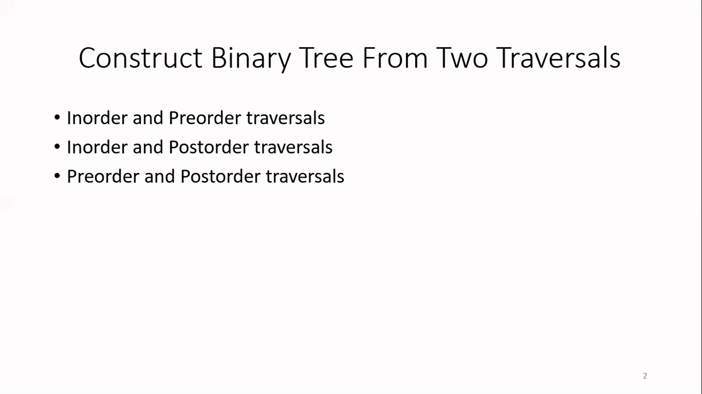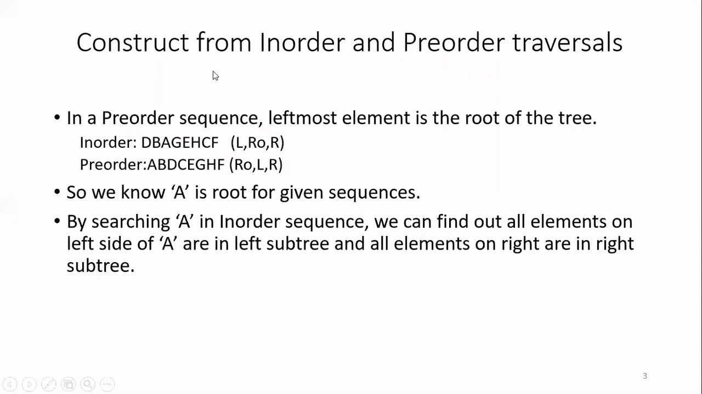So now let us see in this class how to do all these things with the help of the three methods. First we are going to focus on the first one: in-order and pre-order traversals are given to you and you have to construct the binary tree. So what are the steps we have to follow? If you want to construct the binary tree from in-order and pre-order, you have to follow certain steps.